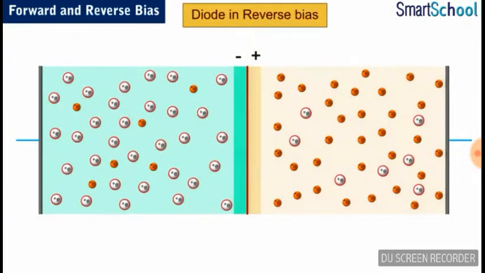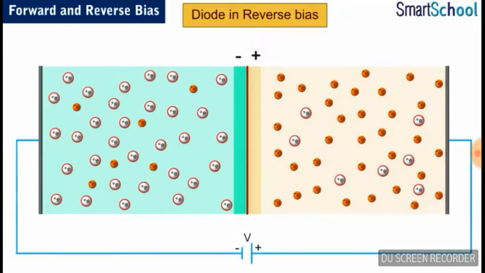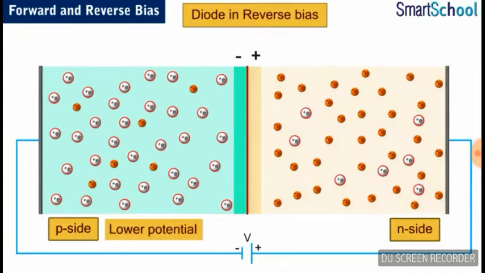Now, let us study about the reverse bias connection of a PN junction diode. For this, connect a PN junction diode to a battery such that the P side is connected to the negative terminal and the N side is connected to the positive terminal of the battery. Here, the P side of the diode is at a lower potential and the N side of the diode is at a higher potential since the battery raises its potential more than its value for the unbiased state.